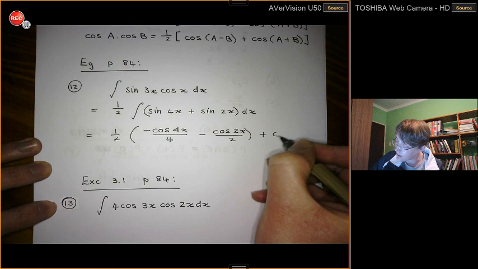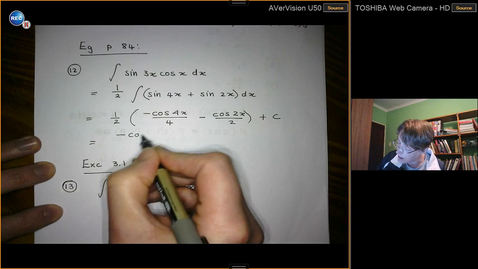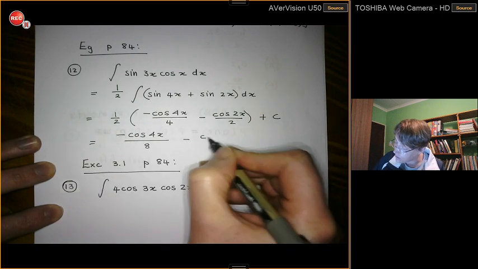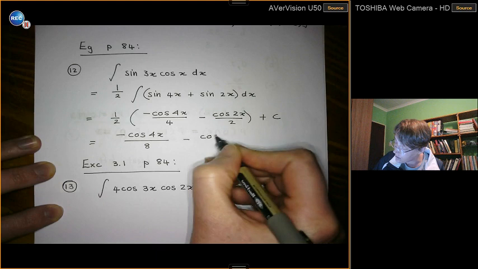So I'm just going to clean this up by multiplying by a half. So this is going to be minus cos of 4x over 8 minus cos of 2x over 4 plus c.